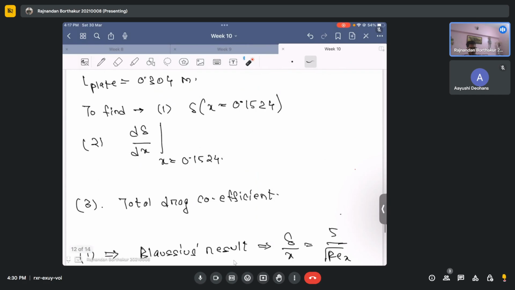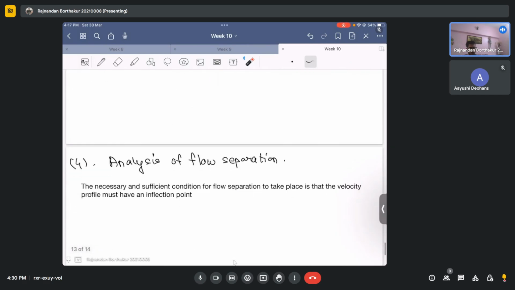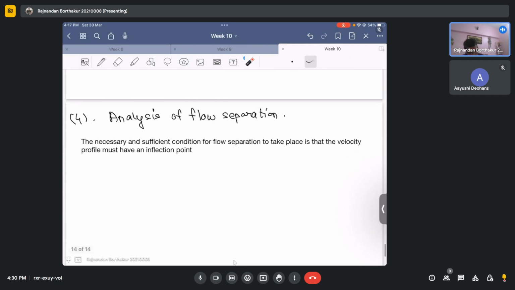All right, so this is the third problem that we did. We will discuss something known as flow separation, because this is important, and then we will call it a day.